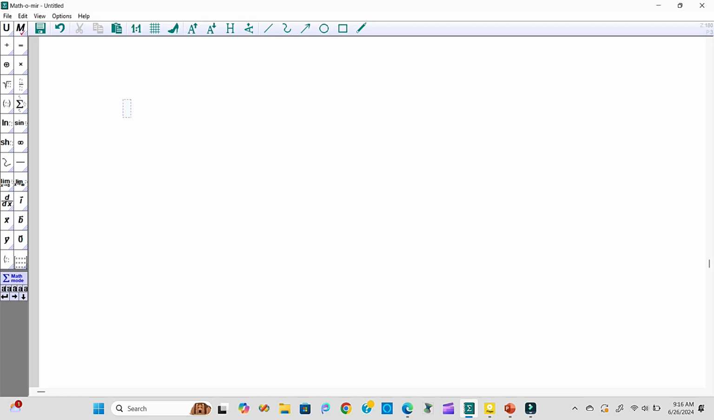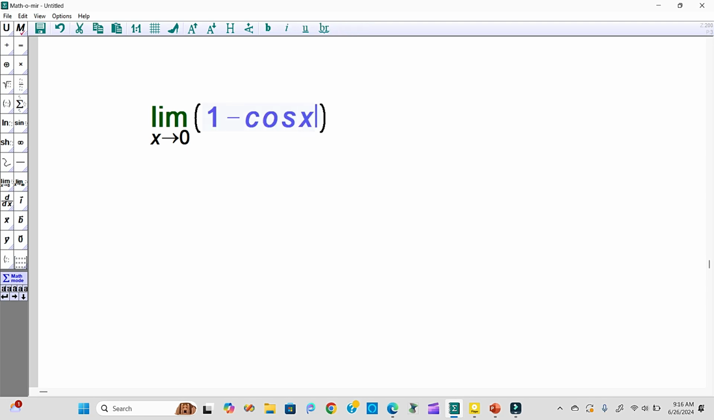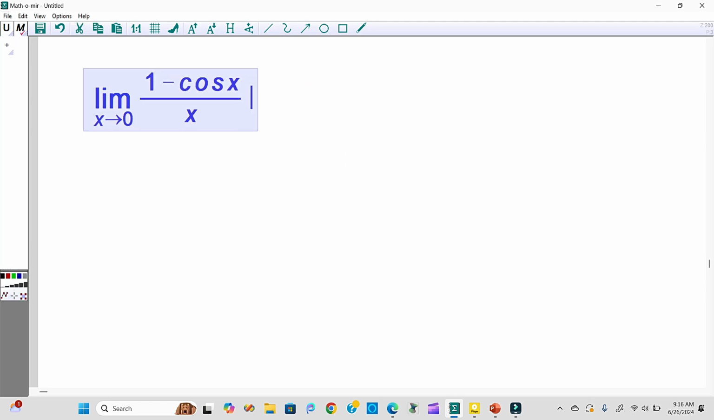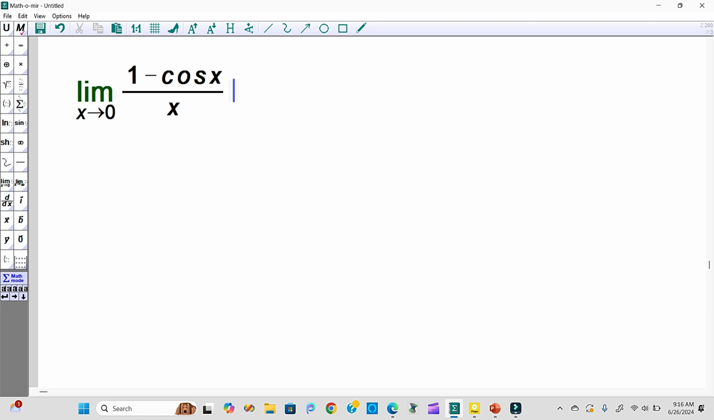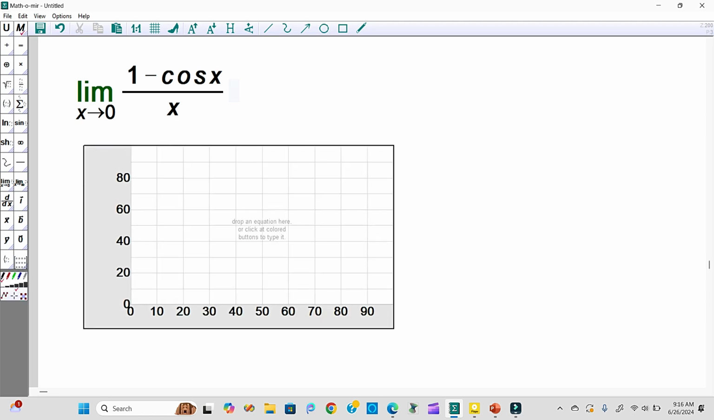All right, let's find this limit here. So limit as x goes to 0 of 1 minus cosine x divided by x. All right, we'll do this in a way different. We're not going to multiply. Instead, we'll transform. So we got to begin with the following relationship.